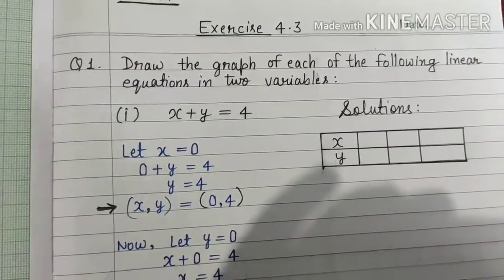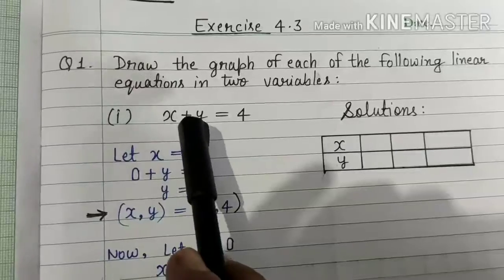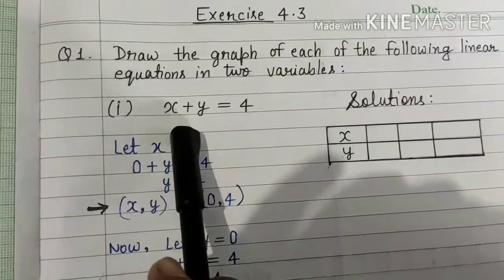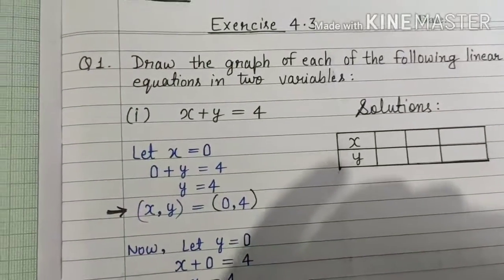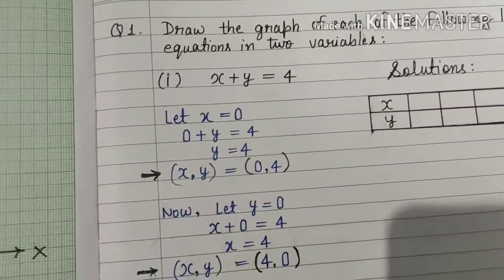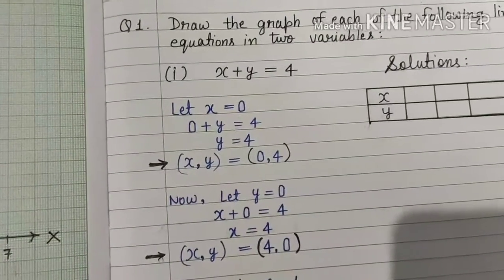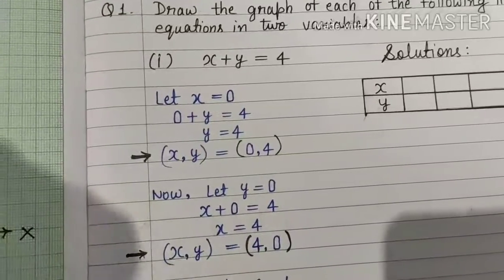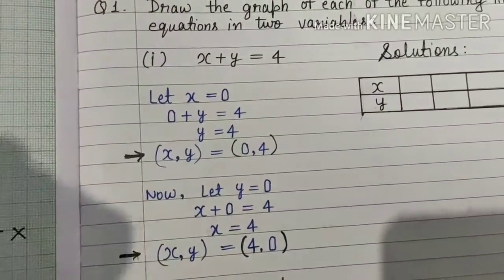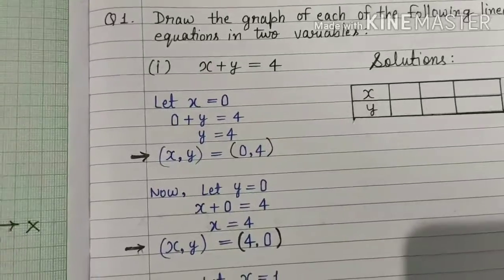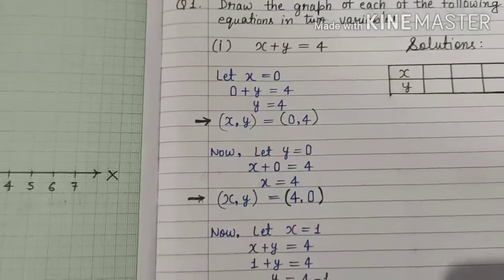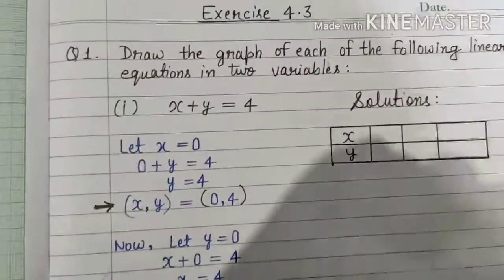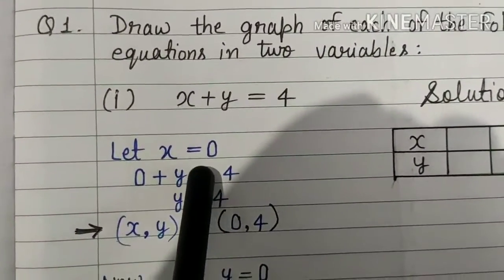Now, x + y = 4. We have to express this equation on a graph, which means we have to show the graphical representation. In order to do that, we have to assume the value of x, and after assuming the value of x, we will get the value of y. We have to find at least two solutions, because on the basis of two solutions we can draw the graph, but it's recommended to find at least three solutions for our convenience. So let's solve. First we assume x = 0.